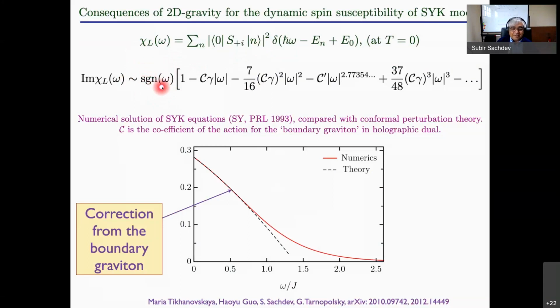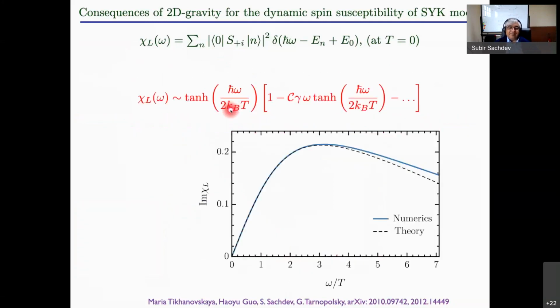But we can also talk about the correction to this. The correction turns out to be a linear term in omega. And this linear term is the boundary graviton. That's how you get this linear correction to the marginal spin susceptibility. It's the effect of the fluctuations of this boundary graviton. Okay. You can also take this expression and look at it at finite temperature, and then the sine omega here becomes a tan omega over 2T. And this also has a correction.